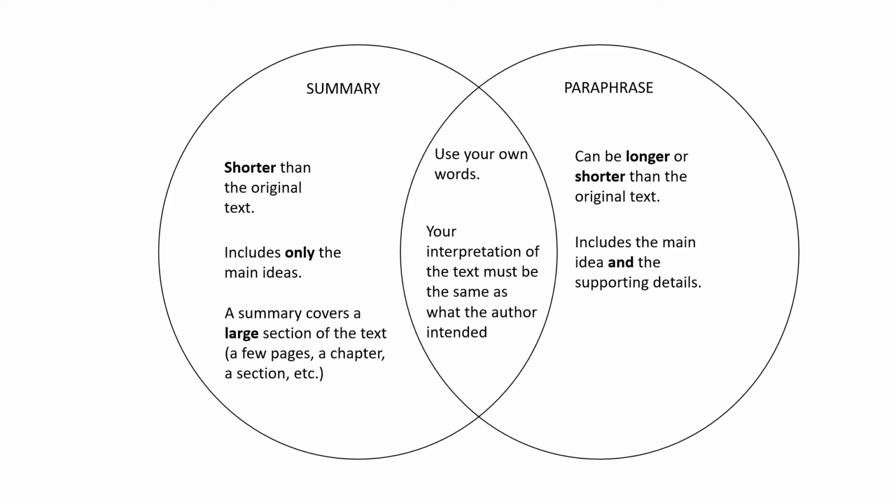When you summarize, you typically cover a large section of the text. For example, you might be asked to summarize a few pages, or a whole chapter, or maybe even a whole section. Now, when you are asked to paraphrase, you typically are asked to paraphrase just a small section of the text, like a paragraph. The reason is because in a paraphrase, you are including the supporting details. So typically, you would not be asked to paraphrase a very long text. It's usually just a paragraph or two, versus summarizing, which covers a large section.